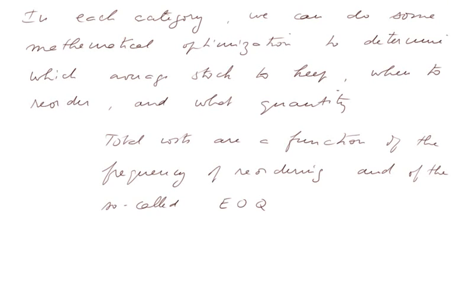In each category that we just saw, we can do some mathematical optimization to determine which average stock to keep, when to reorder, and what quantity. Because total costs are a function of the frequency of reordering and of the so-called EOQ, that is economic ordering quantity. All this can be done and belongs to the topic of stock management.